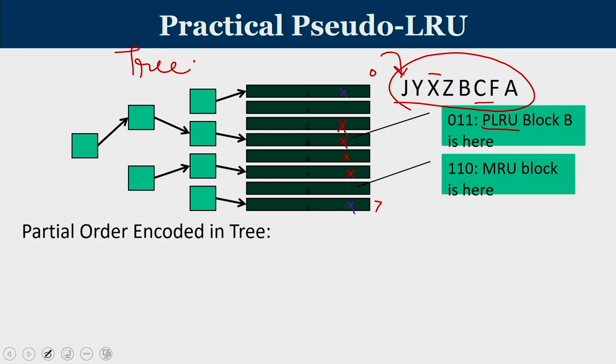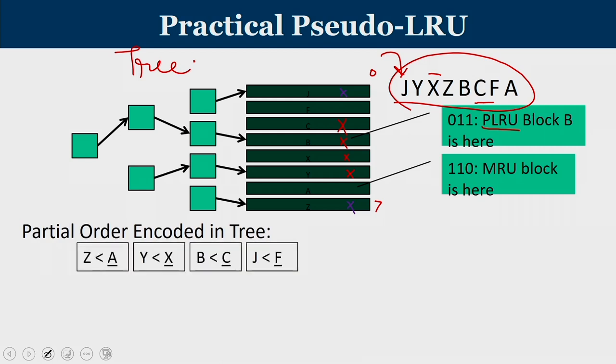So, it is basically a partial order encoded in a tree. We can see that A is the recently used one compared to Z. Similarly, X is the other one, B when compared to C, and J when compared to F. Now, if you look into that, you can show that it is based upon how many block arrows we have in reaching them.